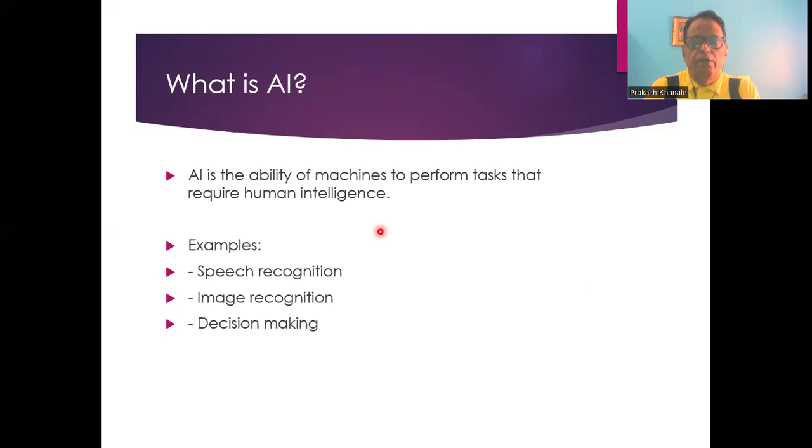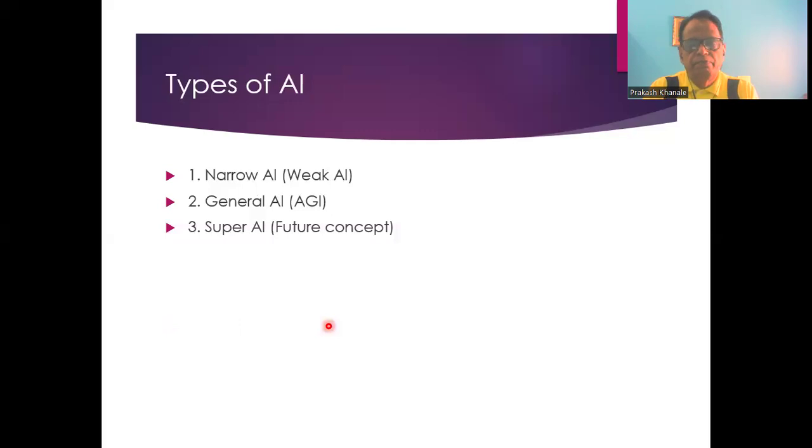Artificial intelligence is the ability of the machine to perform a task which otherwise requires human intelligence. For example, whenever we want to recognize speech, or recognize an image such as a face, or whenever we want to take some decision, all such tasks require human intelligence. And human intelligence can be replaced by artificial intelligence. Speech recognition, image recognition, and decision making can be done by making use of AI systems.